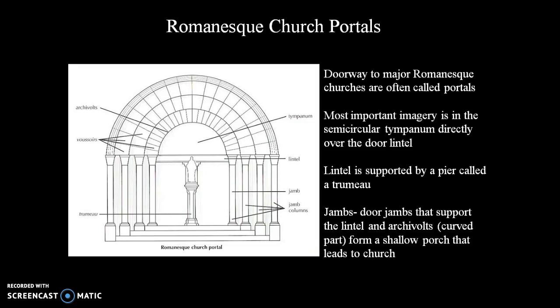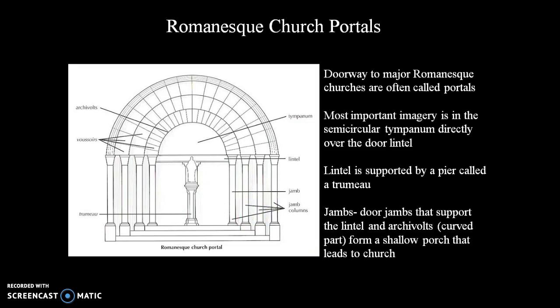The doorways to major Romanesque churches are often called portals, and the most important imagery is going to be in these semicircular, lunette-shaped tympanums, directly over the door lintel. The lintel is supported by a pier called the trumeau, and I bring that up because we are going to look at a sculpture that is on the trumeau. We also have the door jambs, because we actually are going to look at some sculptures on the door jambs as well.